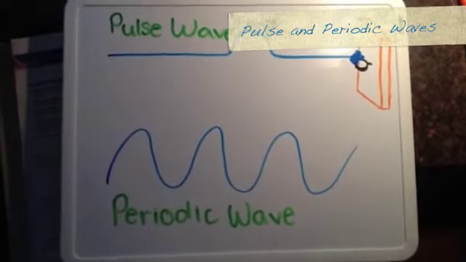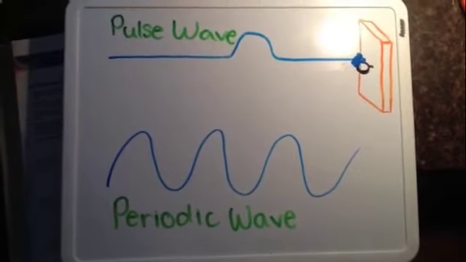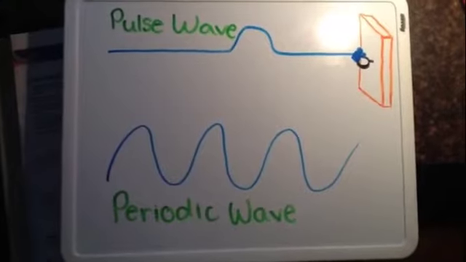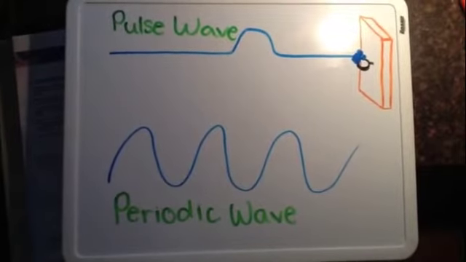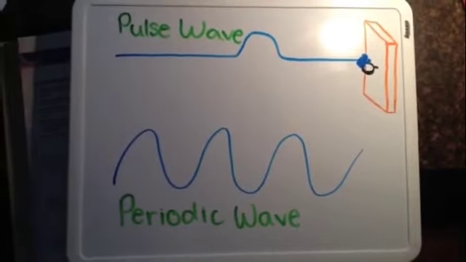A pulse wave is a single non-periodic disturbance. A periodic wave is a wave whose source is some form of periodic motion. So a pulse wave creates one single wave, and a periodic wave creates multiple waves.